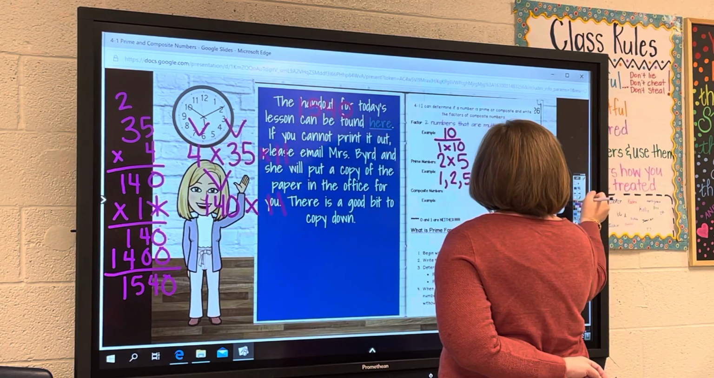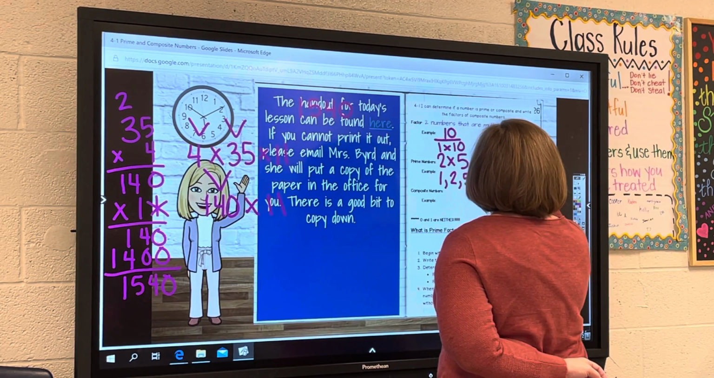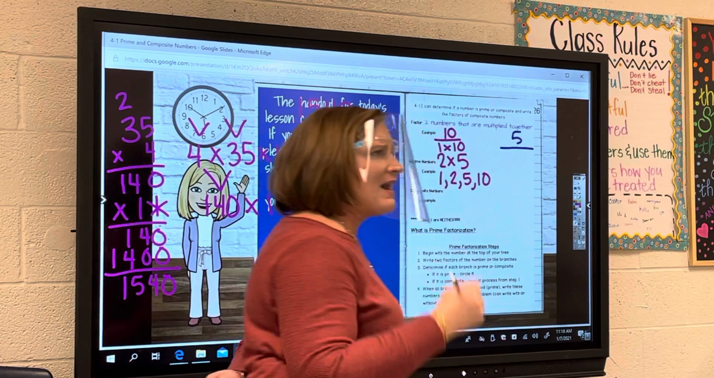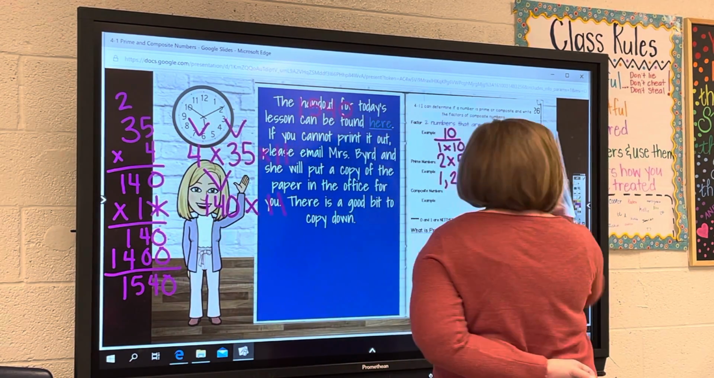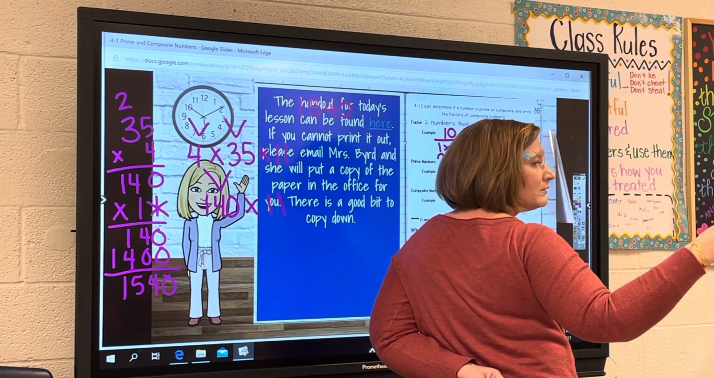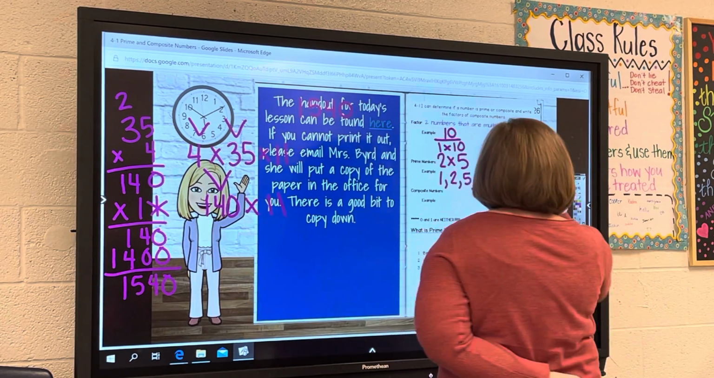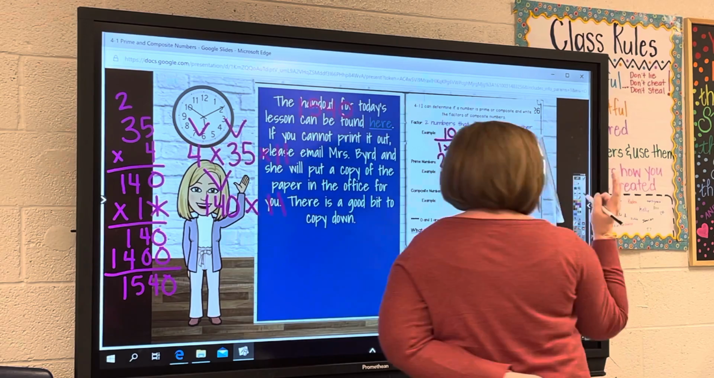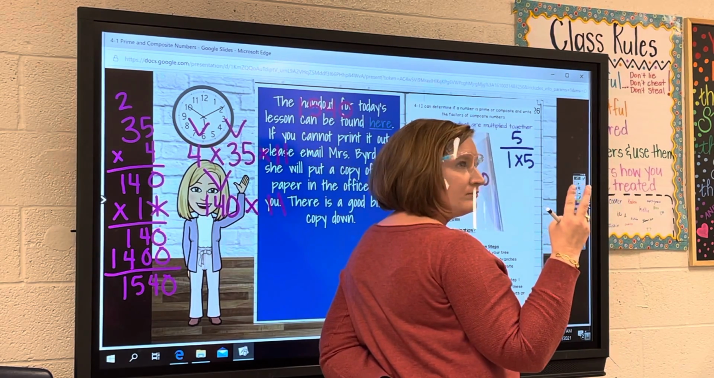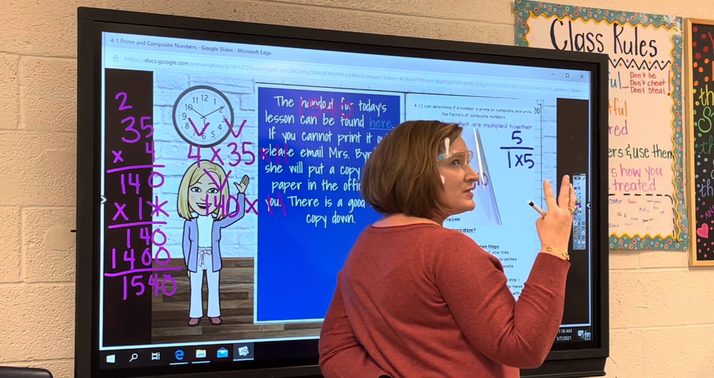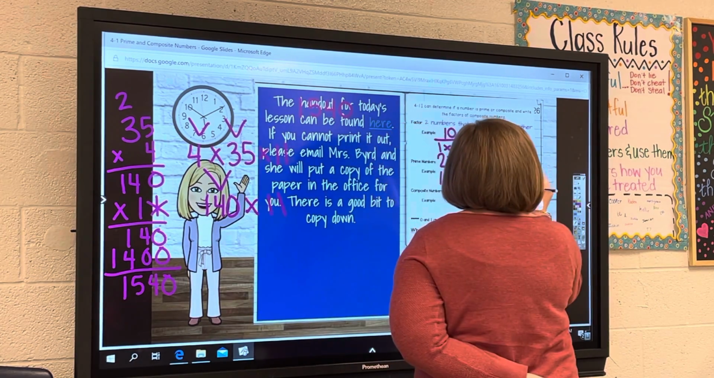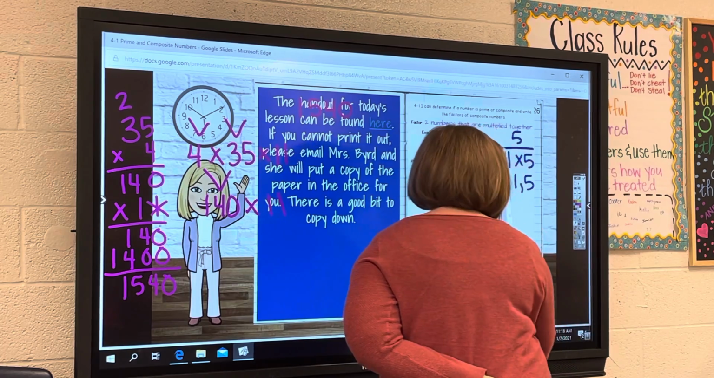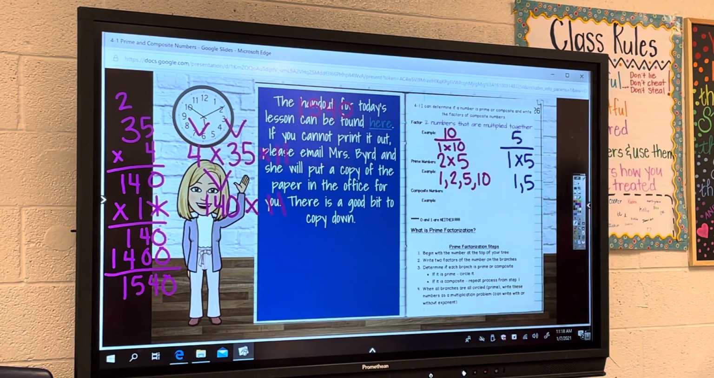Let's look at the number 5. What can I multiply to get 5? 1 times 5. 2 times, 3 times, 4 times, and I'm back at 5. So it's just 1 and 5. Those are my only factors of 5.